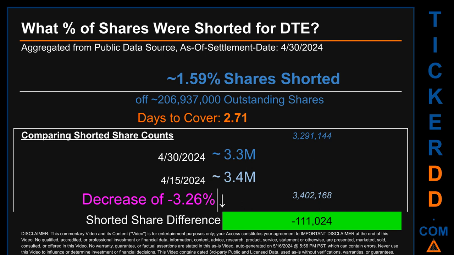When I compare the current 2-week period data snapshot against the previous period, ending in settlement date, April 15, 2024, I find that the current snapshot had roughly 111,000 less shares shorted. This means that, compared to the previous snapshot, the current snapshot has a decrease of minus 3.26% of shorted shares.